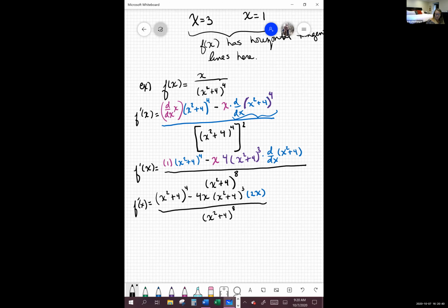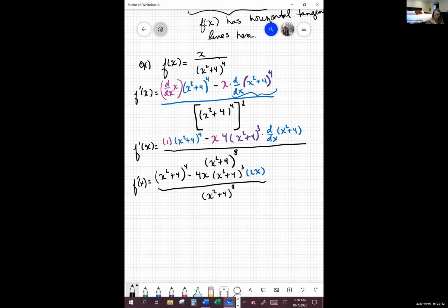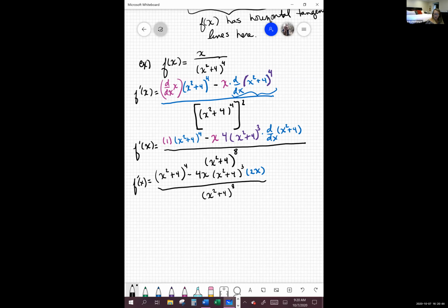Okay, so we want to find when this is equal to 0. And so this is where factoring comes in, and we can either do it now or later. Notice that what's inside the parentheses here, this x squared plus 4, is the same thing we have over here. But we have 4 factors here and we have 3 factors of it here. So we want to pull out what they have in common, and they have 3 of those in common. So we're going to pull out an (x squared plus 4) quantity cubed.